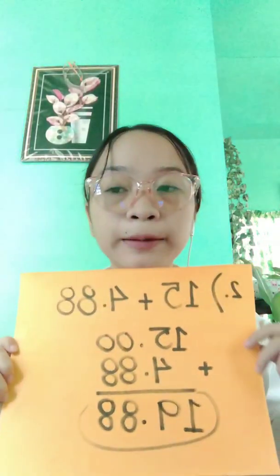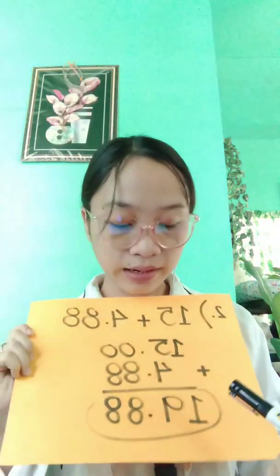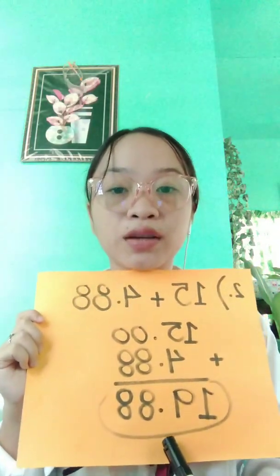Okay, so now we are going to add this one. So, 0 plus 8, 8. The decimal point. Then, 5 plus 4, 9. And 1. So, the sum of these two decimals is 19 and 88 hundredths.